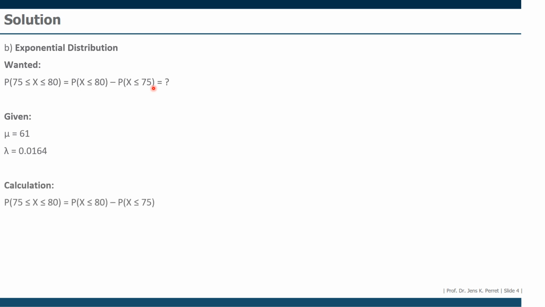So if we insert this into our formula, the first part gives us 1 minus e to the power of minus lambda times k, k here being 80. Then minus 1 plus e, because again, this minus interacts with the 1 and with the minus here, giving us plus e to the power of minus 0.0164, the lambda, and the k being 75 from here. We see this one and that one cancel each other out. We just have to calculate the two expressions with the exponential function.